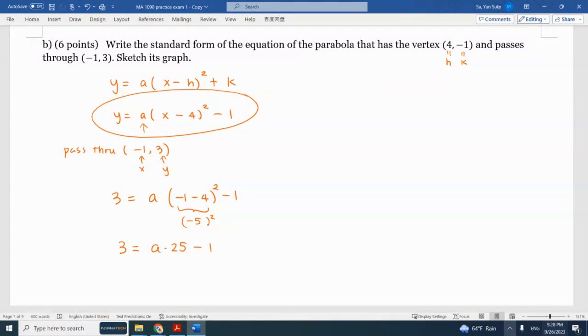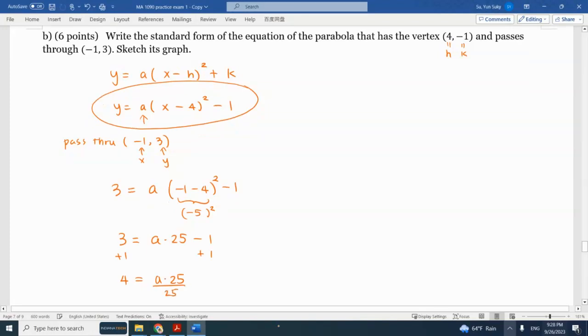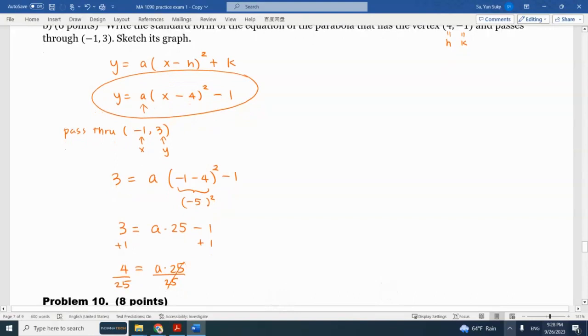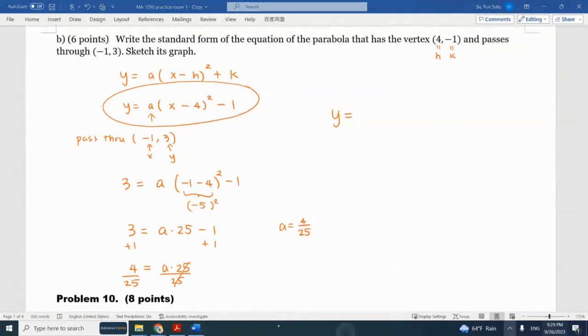And you want to solve for a. So add 1 on both sides: 4 equals a times 25. So divide both sides by 25. A equals 4/25. So our answer, write down the standard form. Your a is 4/25, and y equals 4/25 times (x minus 4) squared minus 1. This is the standard form, or you can say the vertex form.